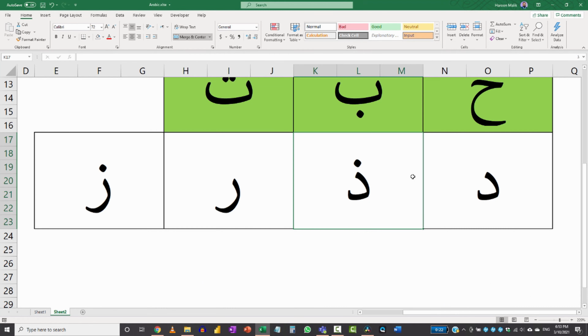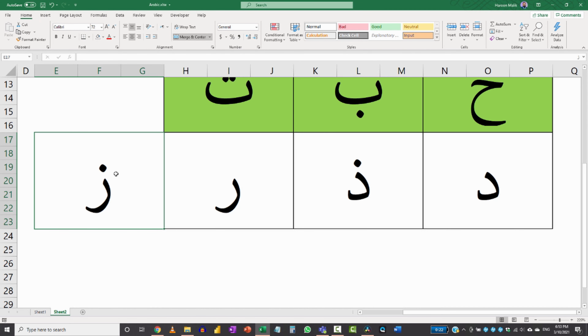Okay. Dal, Dal. Ra, za. Say it. Dal. Ra. Za. So, ra, like an R, doesn't have a dot. And then, za, like a Z, has a? Dot. Has a dot on top.